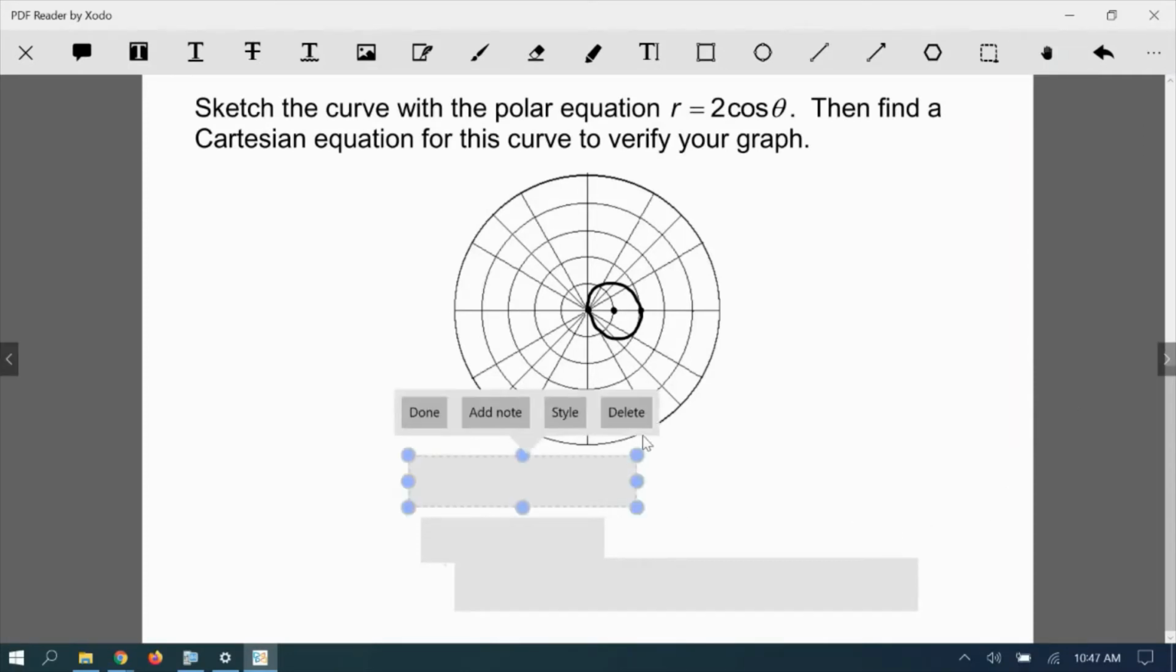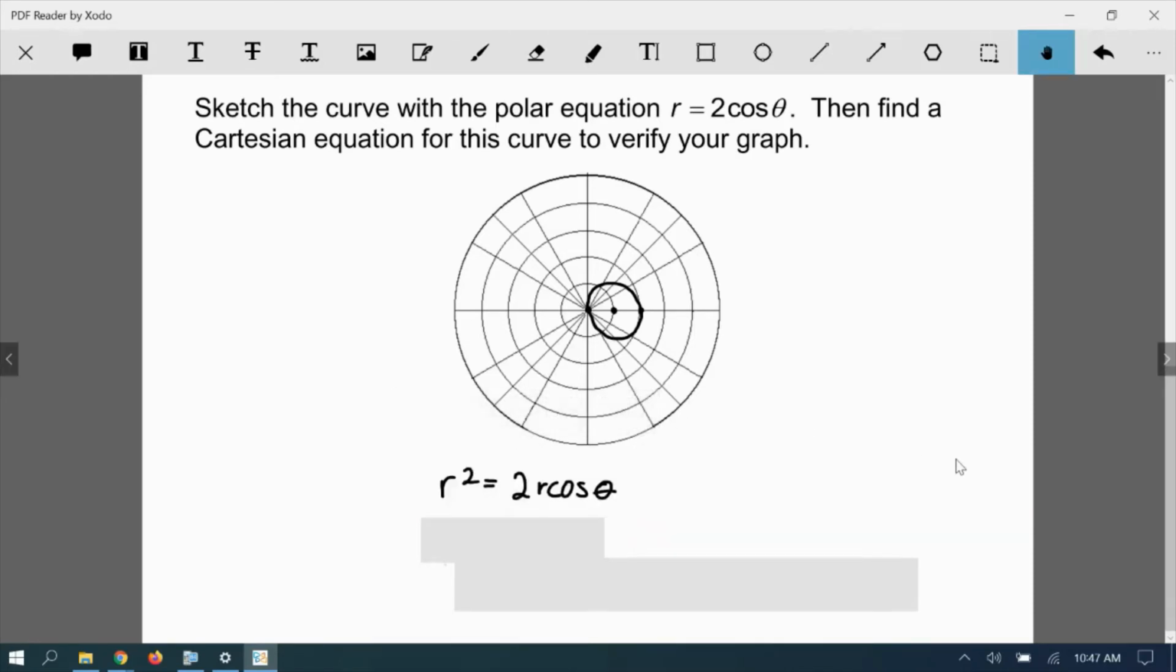Okay, so the first thing here, you may have gone through a lot of iterations on things that you tried, but if you multiply both sides of the equation by r, that's going to allow me to now use my equivalencies that I know for r squared and for r cosine theta. I know what those are equivalent to in rectangular coordinates. So that will allow me to rewrite this with the X's and the Y's. So r squared is x squared plus y squared. 2r cosine theta becomes 2x.